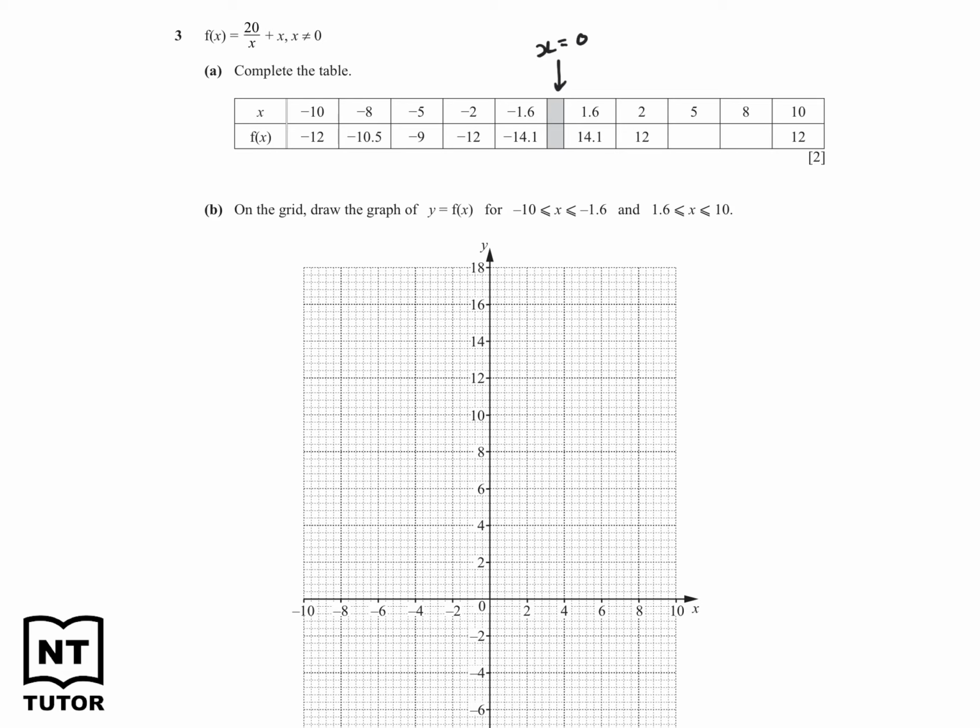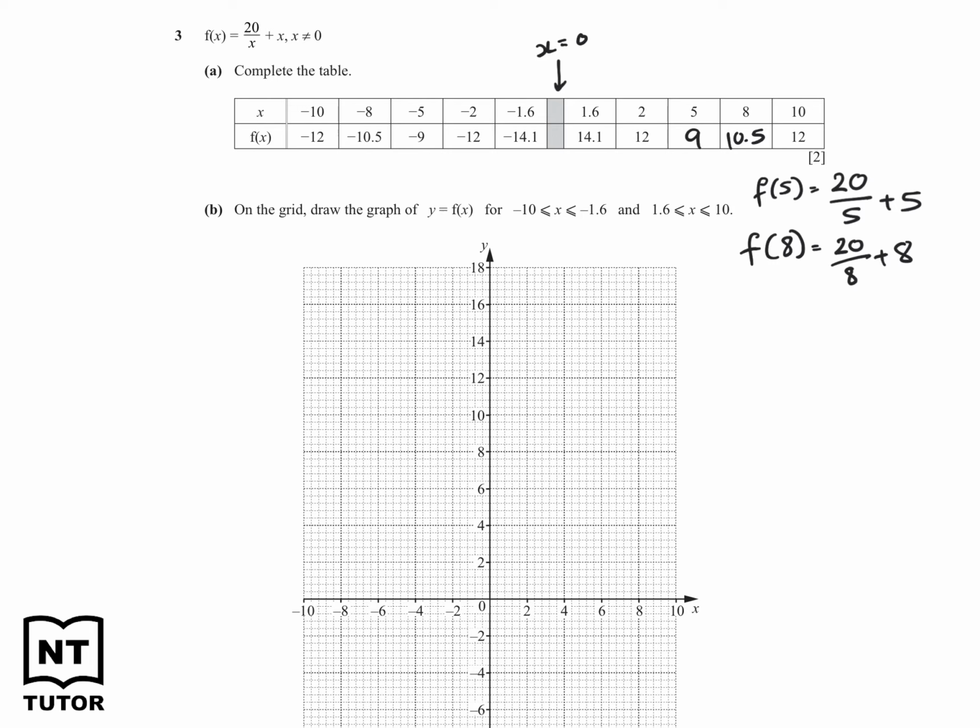For 5, we just need to substitute 5 into the function f, which is equal to 20 divided by 5 plus 5, which equals 9. For 8, we need to substitute 8 into the function f. That's 20 divided by 8 plus 8, which equals 10.5.